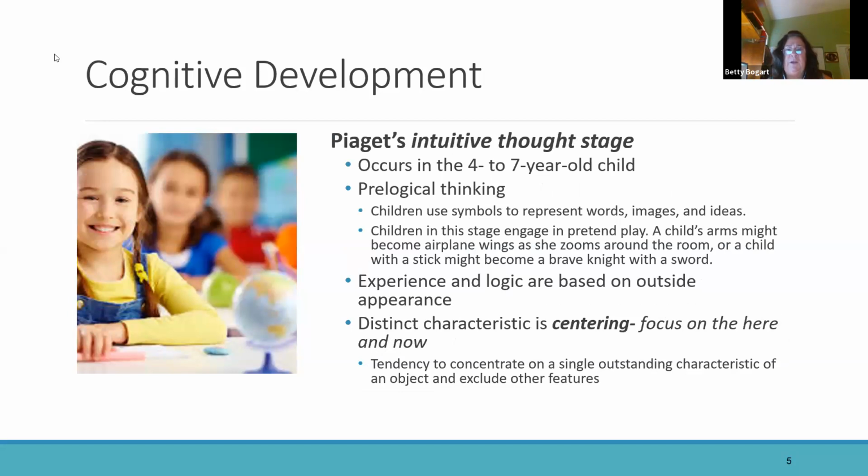Now, the intuitive thought starts about understanding. They start to use things like symbols that represent words. It's not just that they have their own words for things. They make them into what they want them to be. For instance, you have a little kid who wants to be an airplane, right? So what is an airplane? They have wings. They put the arms out and they run around the room, right? Or again, they might find a stick and it's their sword, like they're Star Wars heroes, right?